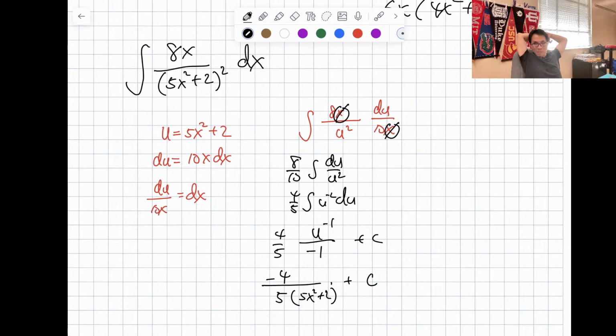Is it fine if we had u to the negative 2 outside? Like you did 8x over u squared. What if we just had it like 8x times u to the negative 2? Because that's the same thing. So can we just keep it like that?